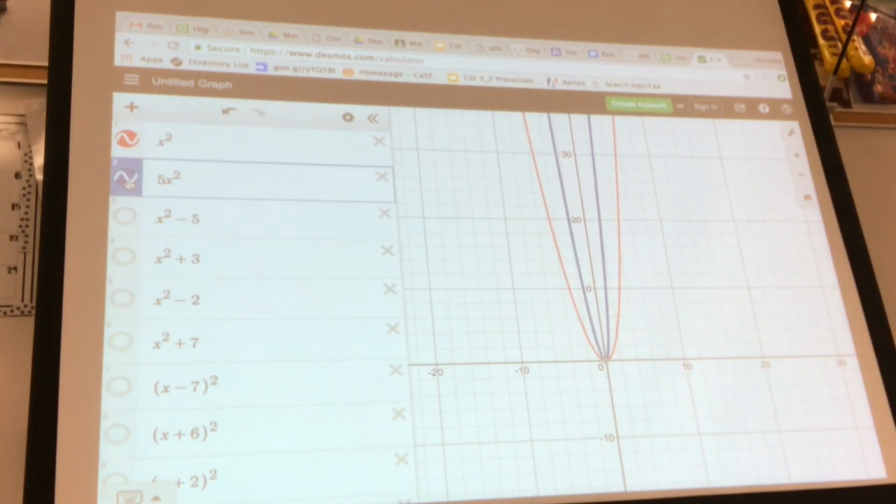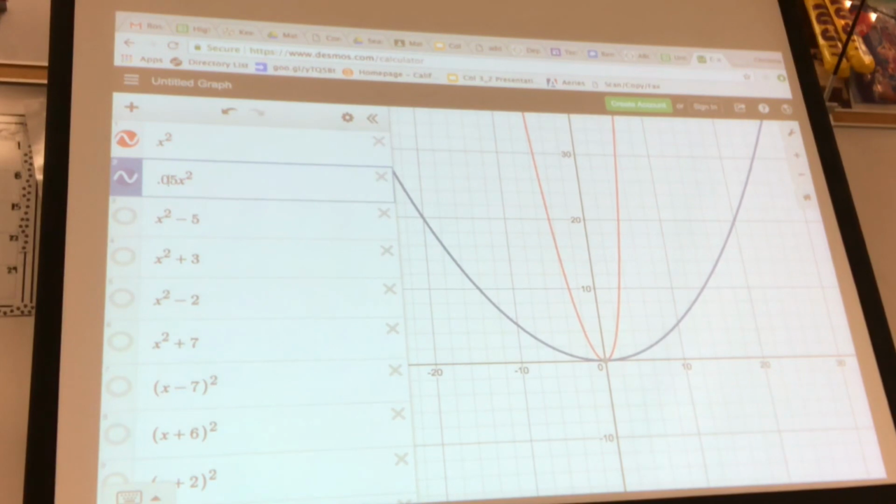Okay? So I wonder what would make it fatter? Making it a negative? Let's make it a really small number, like 0.05. What happens now? It got wider. Very good.